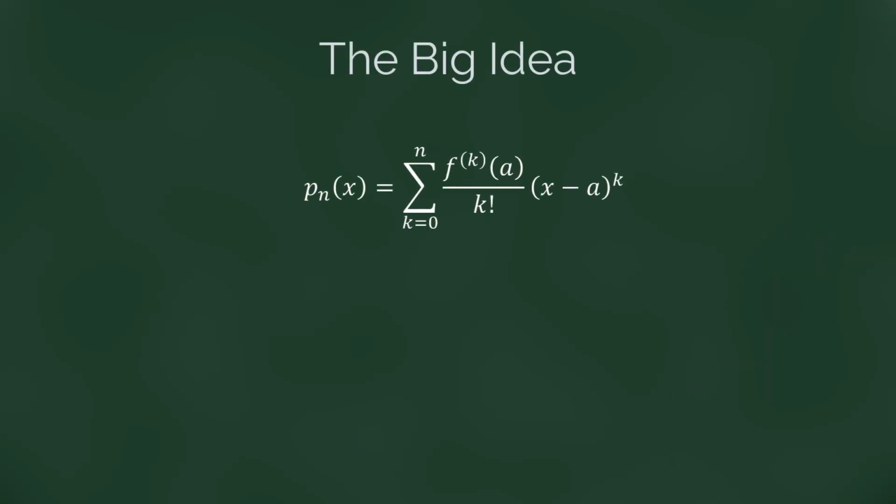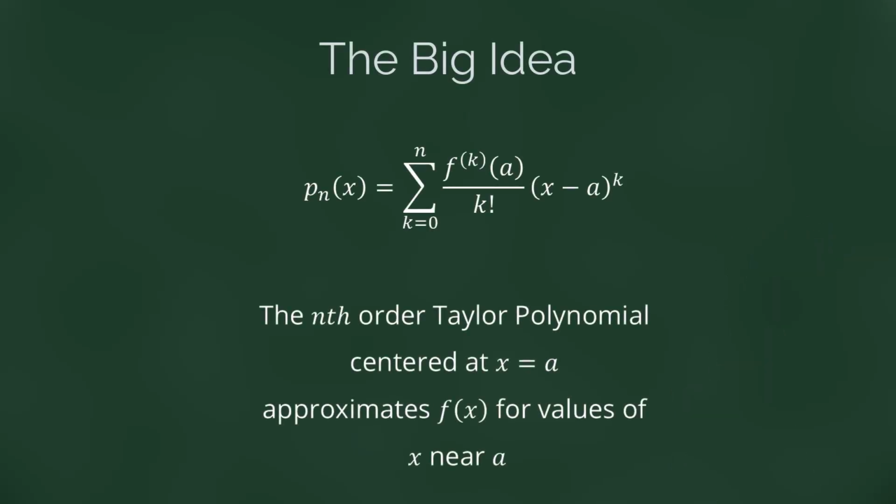Let's consider an idea we've seen previously, the nth order Taylor polynomial centered at some x value equal to a. We're going to use this polynomial, which is the sum from k equals 0 to n of the kth derivative of f evaluated at our center a, divided by k factorial, times x minus a to the k, to approximate f of x for values of x that are near the center. Remember that as we let n get larger and larger, our approximations got more and more accurate.